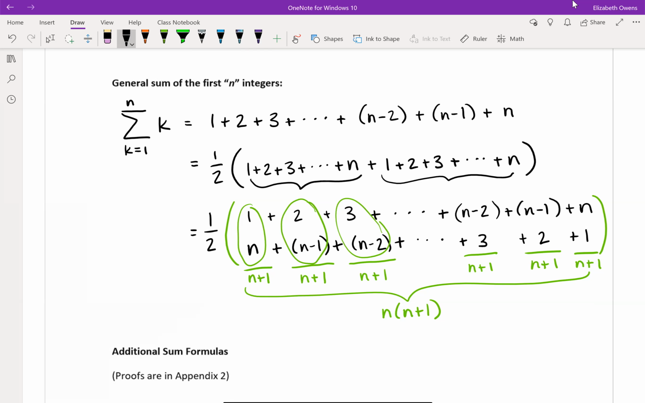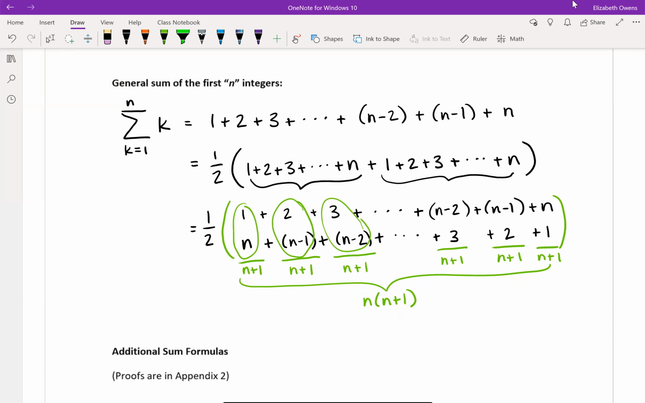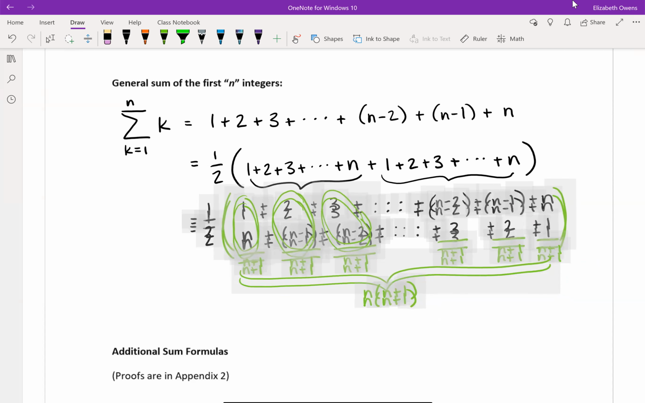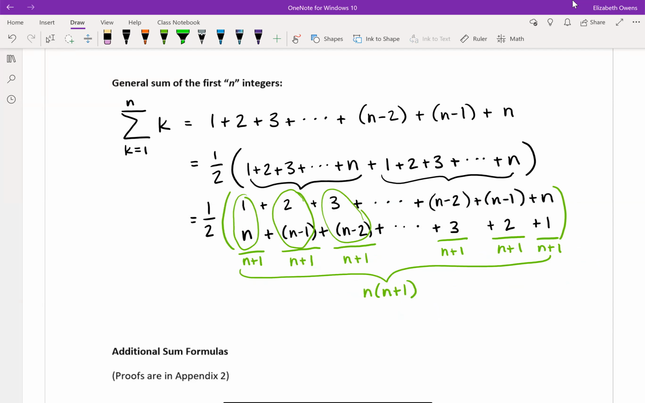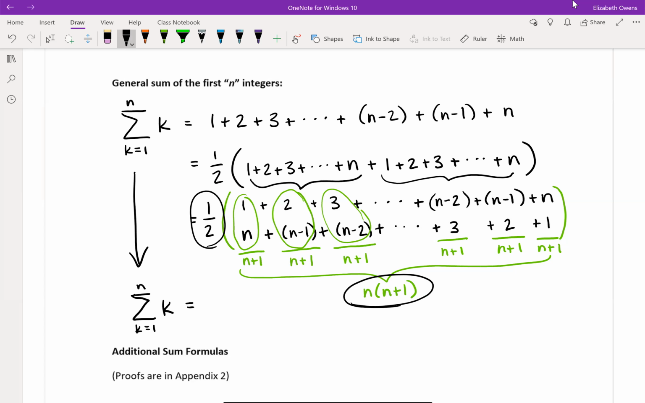I've got to shrink this down real quick so I can fit our formula in here. All right. So our formula for the summation of the first n integers is just going to be 1/2 of n times n plus 1, or as we more commonly write it, n times n plus 1 divided by 2.